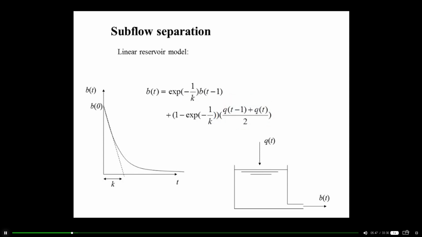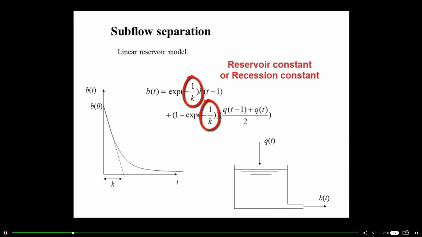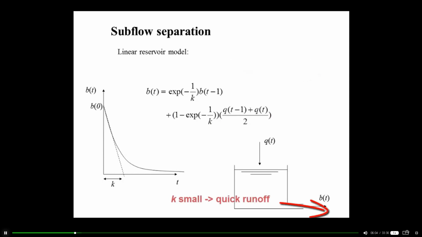Now this reservoir model has one parameter, k, and k is called the reservoir constant. It's also called the recession constant. And the reason why we call it also recession constant is because the parameter k controls how slowly the water will move out of the reservoir. So if k is small, the water will move out in a quick way. If k is large, the water will move out in a slow way.